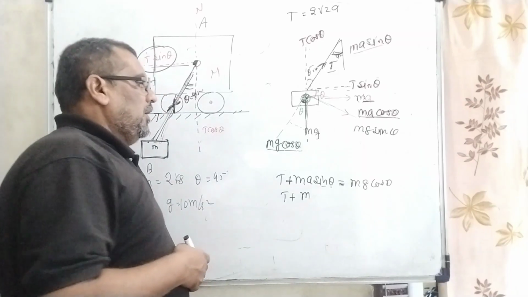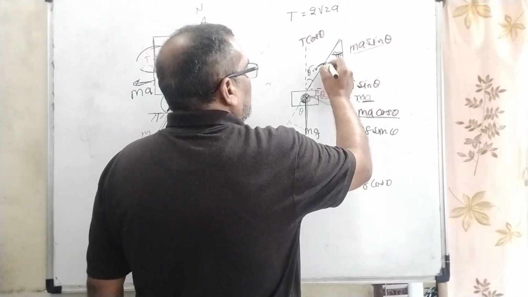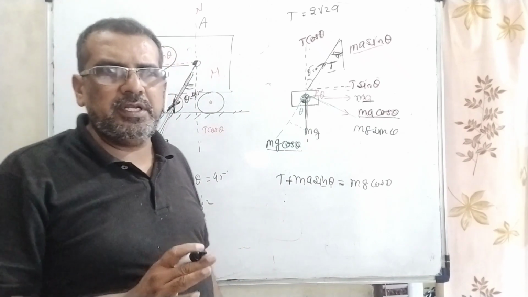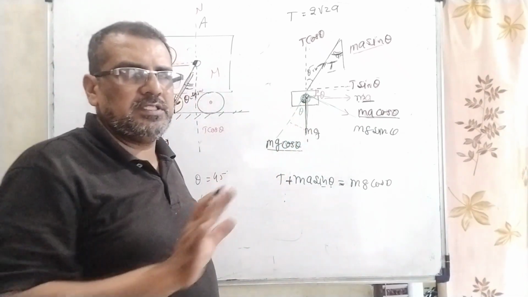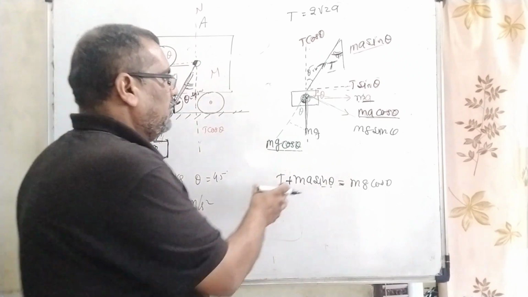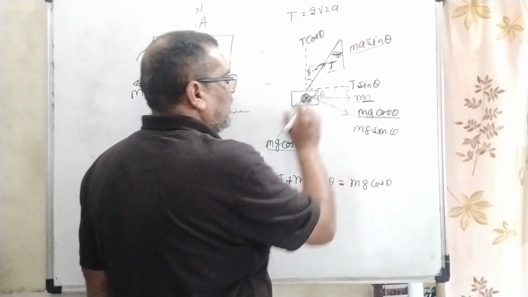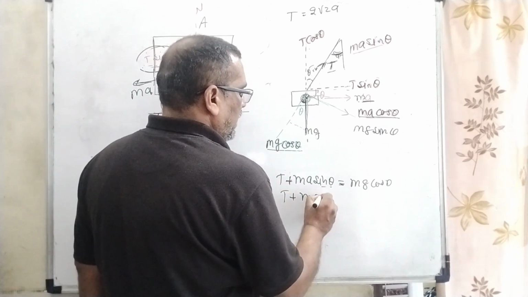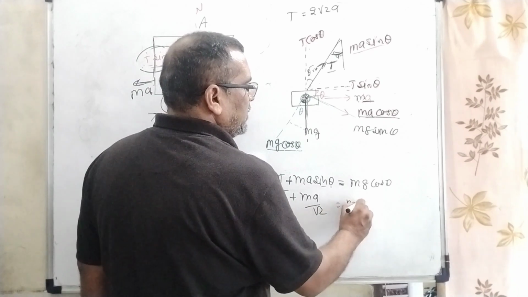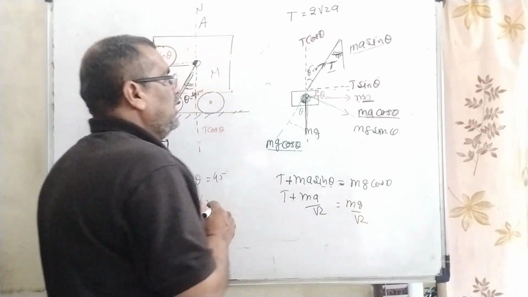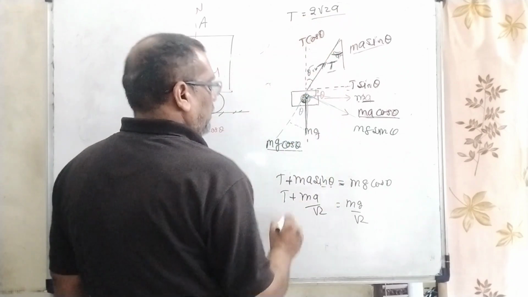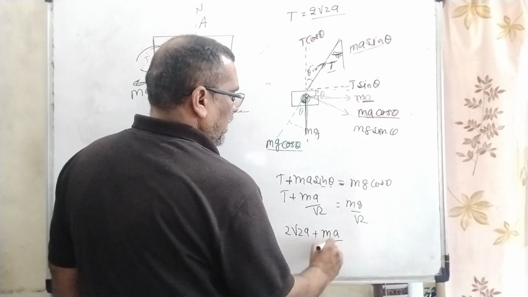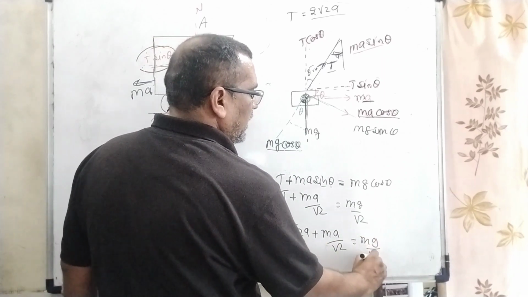Now initially, T plus ma sin theta equals mg cos theta. We have to talk about the initial position, that is, at that time instant the velocity doesn't matter, velocity is zero. So T plus ma sin theta equals mg cos theta. What is theta? Theta is 45. So sin 45 is 1 by root 2. So ma into 1 by root 2, here mg is also 1 by root 2, and T we have already found, 2 root 2a, and here ma by root 2 equals mg by root 2.